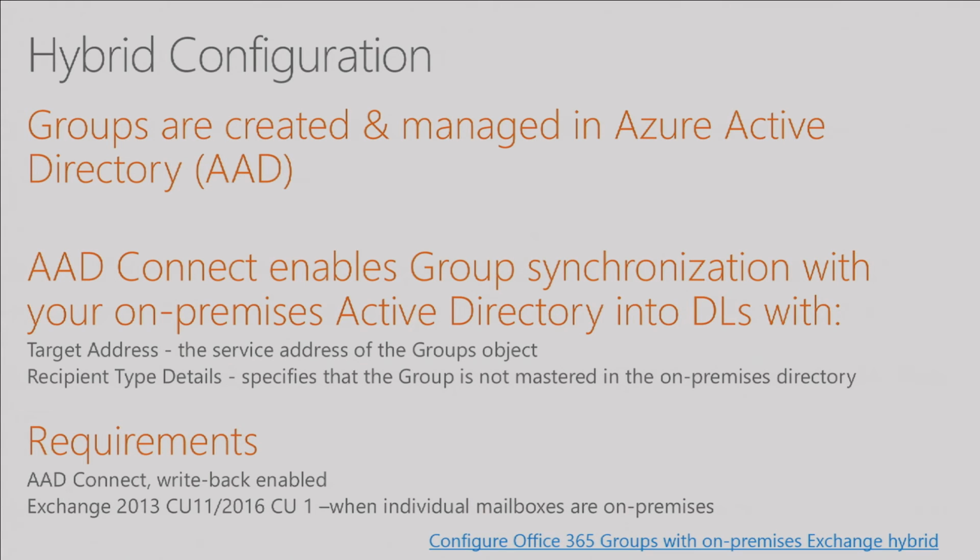Now, it does require that you have current CUs of Exchange 2013 or Exchange 2016. This is important because if you don't have these CUs, the mail delivery from an on-premises user will not actually deliver to the group. We do some work to the recipient type details and the target address to make sure that the mail goes from the on-premises user to the group and then out to the members. So it's important to note that we need those CUs to be installed and deployed.